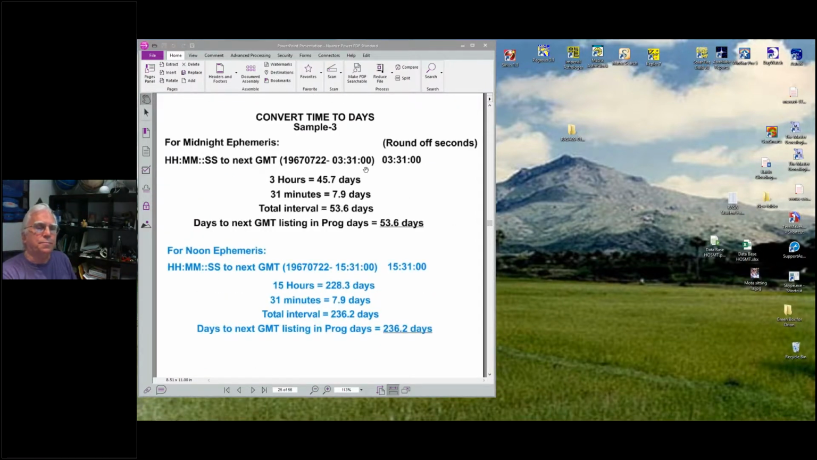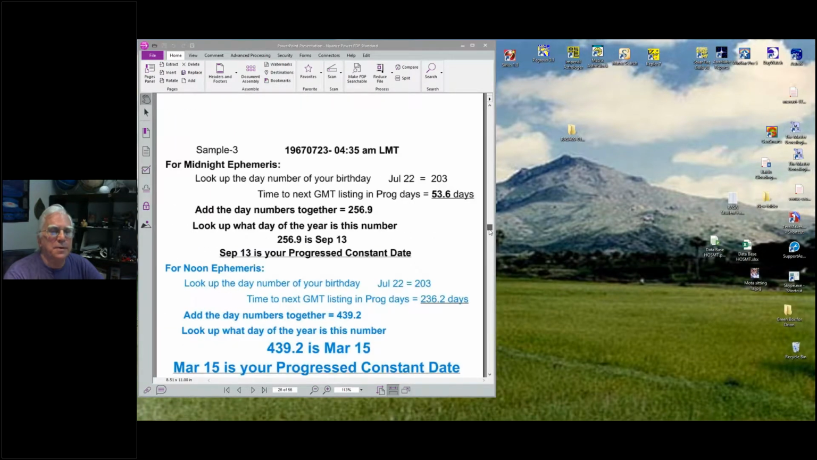From that, so 3 hours and 31 minutes to the nearest midnight, that's 53.6 days is how much time to the next ephemeris listing. And if it was a noon chart, you'd have 15 hours, 31 minutes, would be 236.2 days to the next ephemeris listing. So once you have the next ephemeris listing, you're going to your local mean time, not the Greenwich mean. You're going to your local mean time, and you see what day that is.